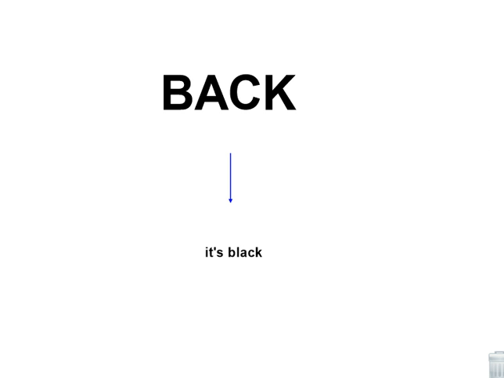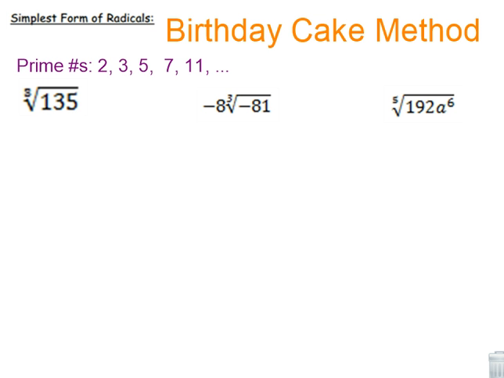And we're going to go ahead and get started today talking about simplifying radicals. And we're finally going to figure out why on earth I played that happy birthday song in the last video. So to help us simplify these larger radicals we've been talking about, the cubed roots and the fifth roots, we're going to talk about something called the birthday cake method.